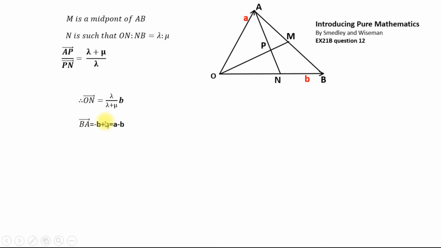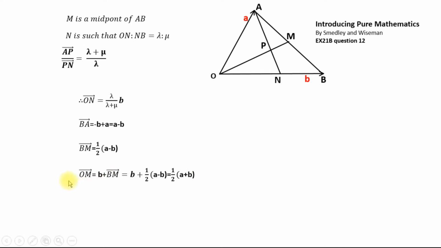Now we observe also that the vector BA can be written as minus B plus A. How do we find that? BA is this vector going from B to A. And to go from B to A, we go minus the vector B plus the vector A. Minus B plus A, which I can write as A minus B. And therefore, BM, which we're told is half of that length, will be half times A minus B.